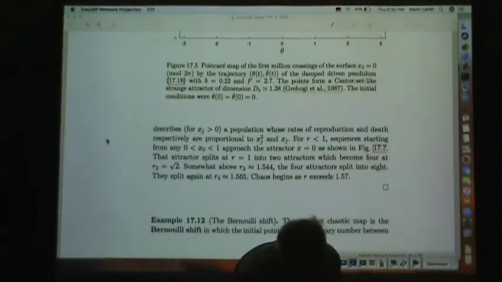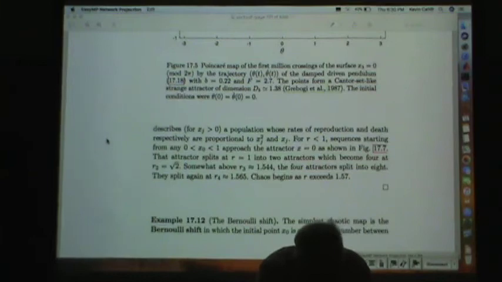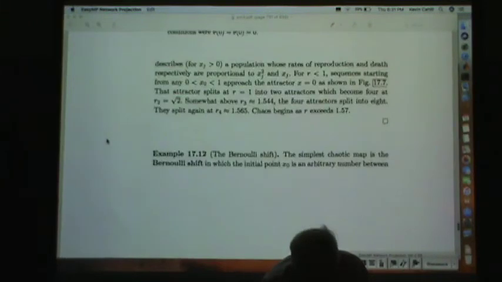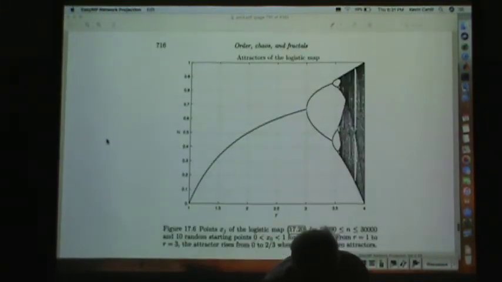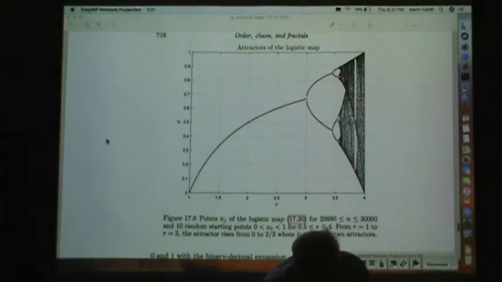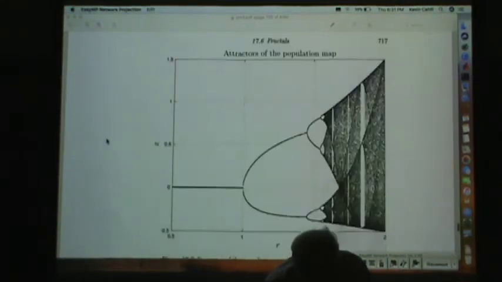And it describes, well, as I said, for R less than 1, the attractor again is 0. It splits at R equal to 1 into 2 attractors. At root 2, it splits again. And chaos starts around 1.57. I say around because this is something I've worked on, and I did not search the literature to find it.